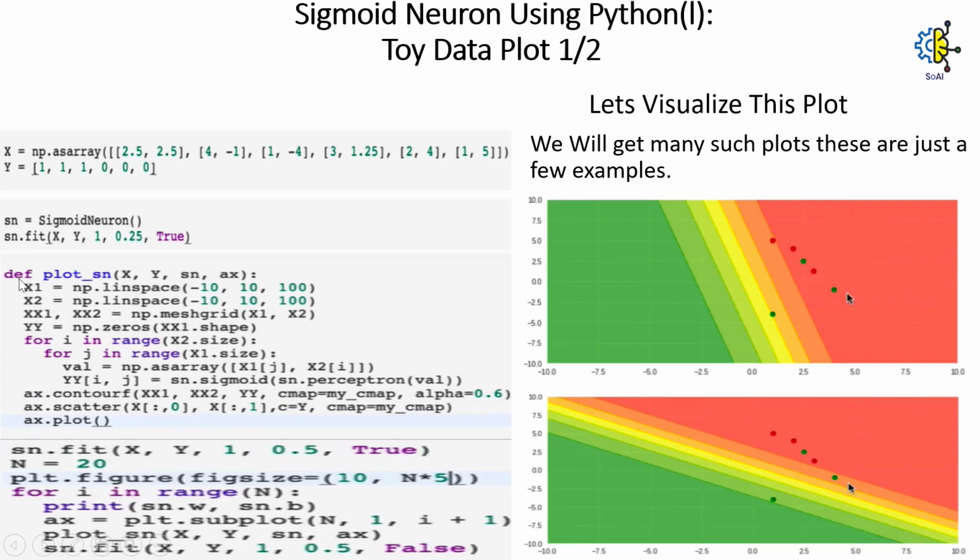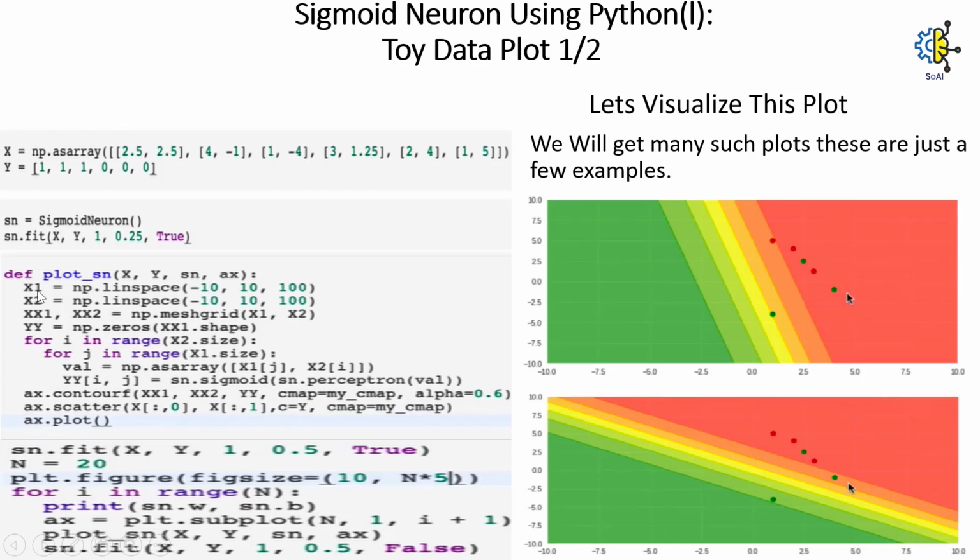Here, if you go through this function, you may see x1 is equal to the np.linspace function with values -10, 10, 100. Similarly, x2 is the same as x1. And xx1, xx2 is equal to the np.meshgrid function with parameters x1, x2. Here, this parameter x1 takes this value and x2 is this, and yy is equal to the np.zeros function with parameter xx1.shape.